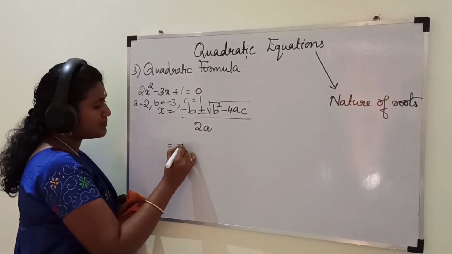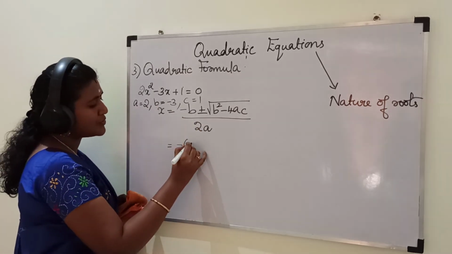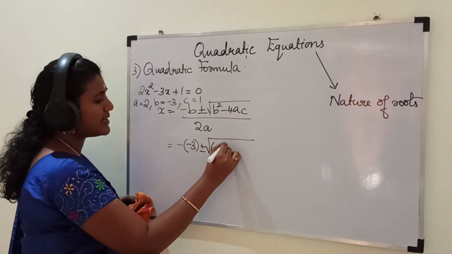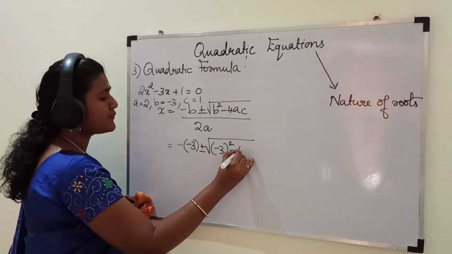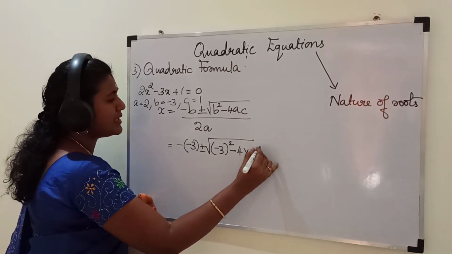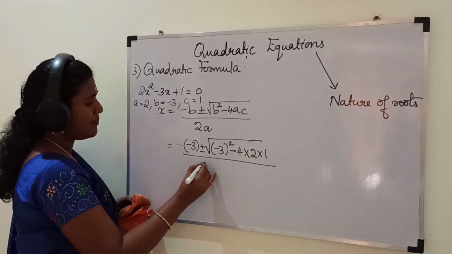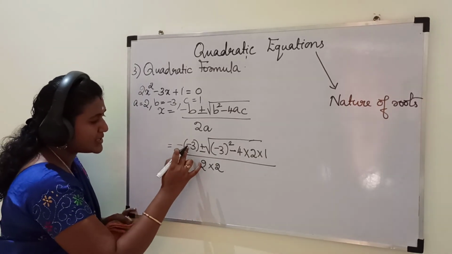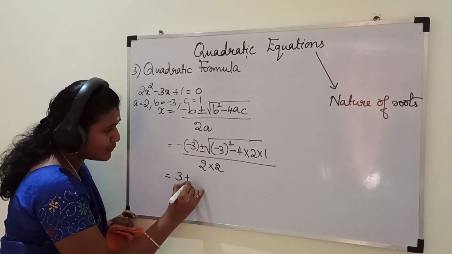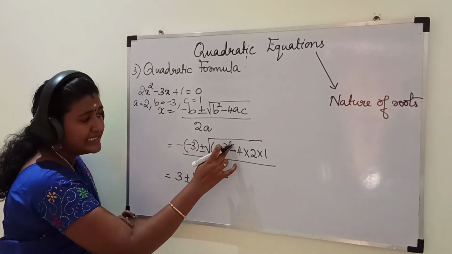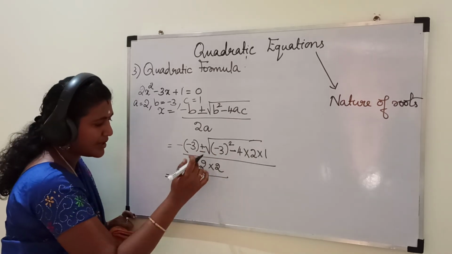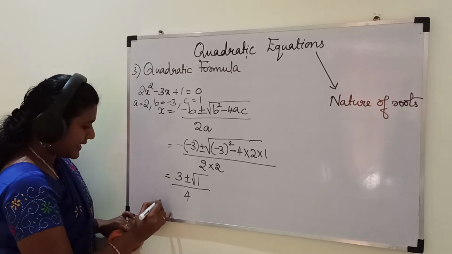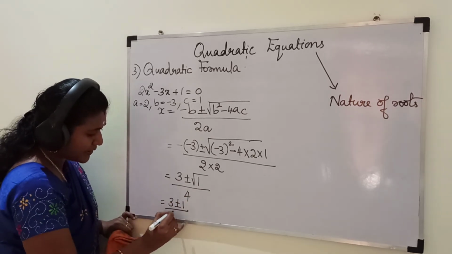So, we will substitute minus b. So, minus of minus 3, plus or minus root of b square, that is minus 3 the whole square, minus 4 into a, which is 2, into c, which is 1, divided by 2 into a, which is 2. So we will simplify this. Minus of minus is plus 3, root of 9 minus 8. 9 minus 8 is root 1, divided by 4.